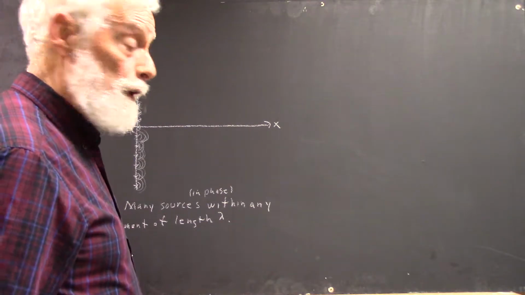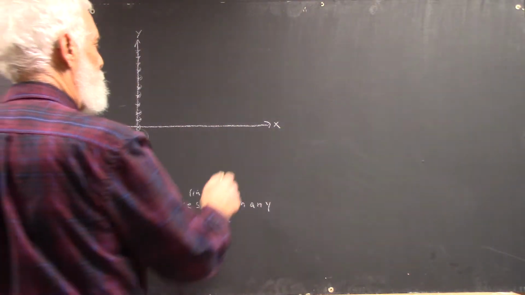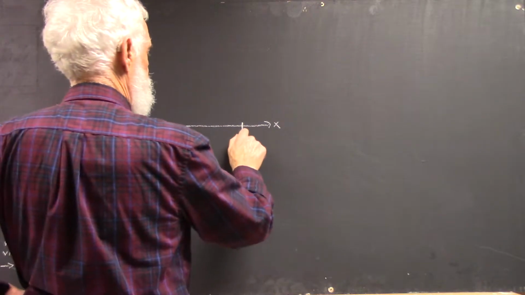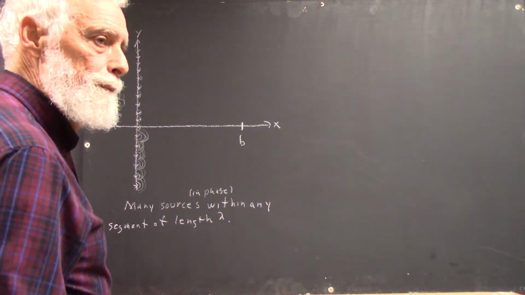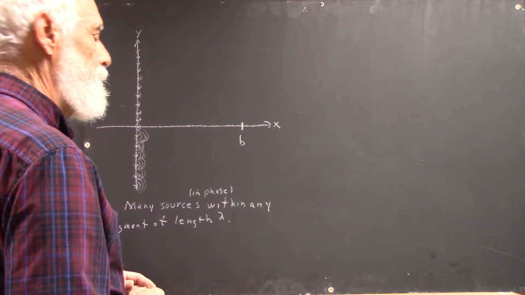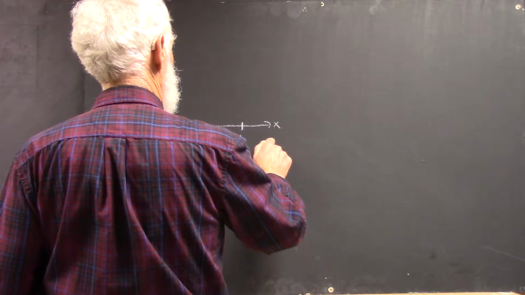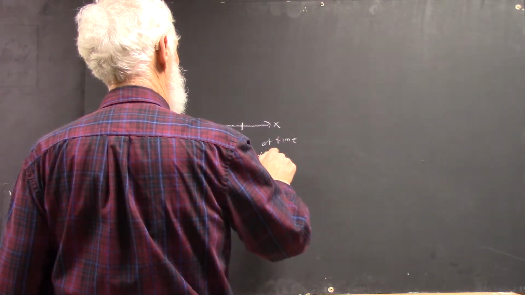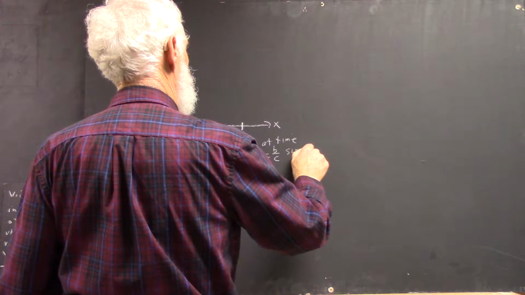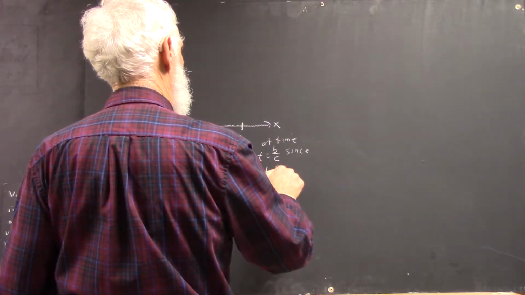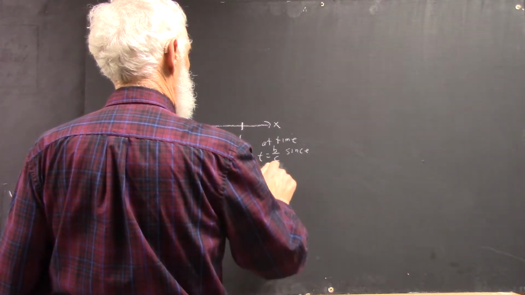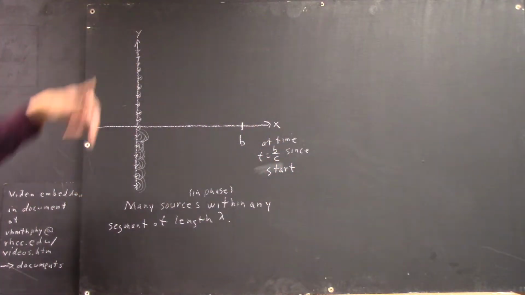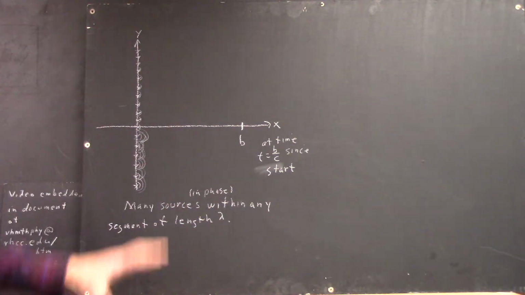Let's say this thing's been going on for a long time. What happens out here at distance B at time t equals b over c from the time the disturbances began? What are you going to see in the plane?